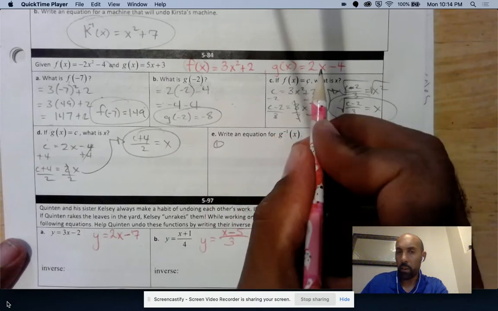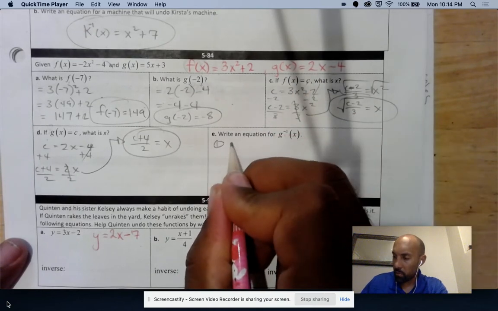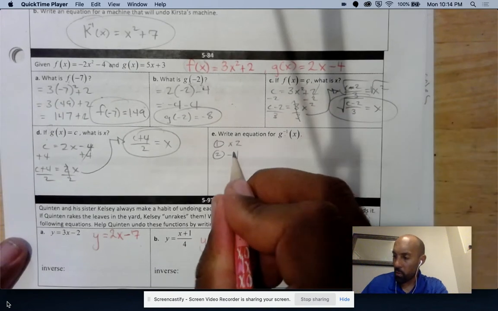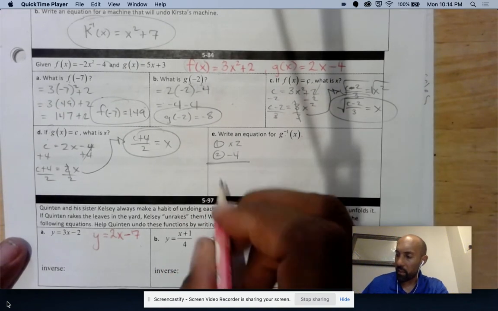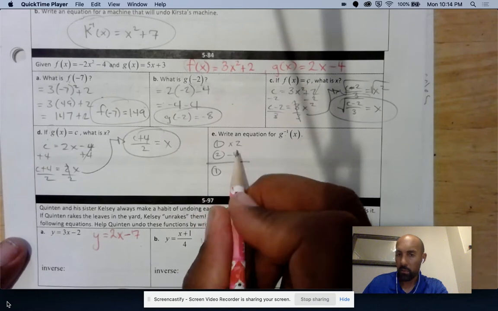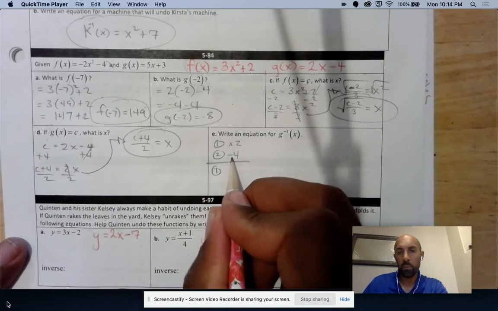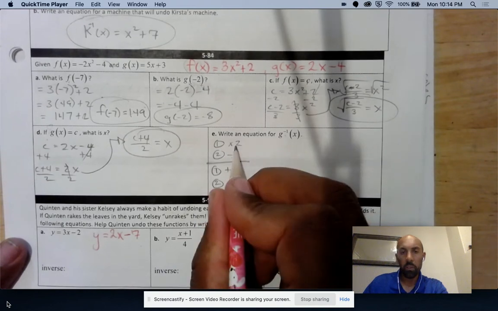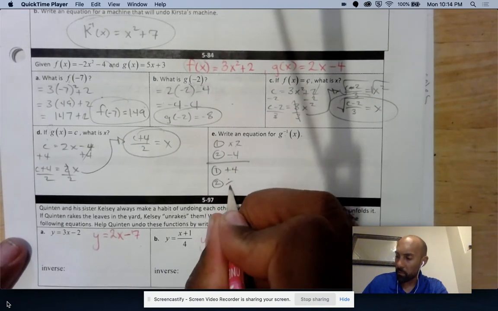So we're going to figure out what I would do first here. First, I'd multiply by 2. Then I would subtract 4. So then to find the inverse, I'm going to go backwards and do the opposite. So first start with the last one. I add 4 instead of minus. And since I multiply by 2 here, I'm going to divide by 2.